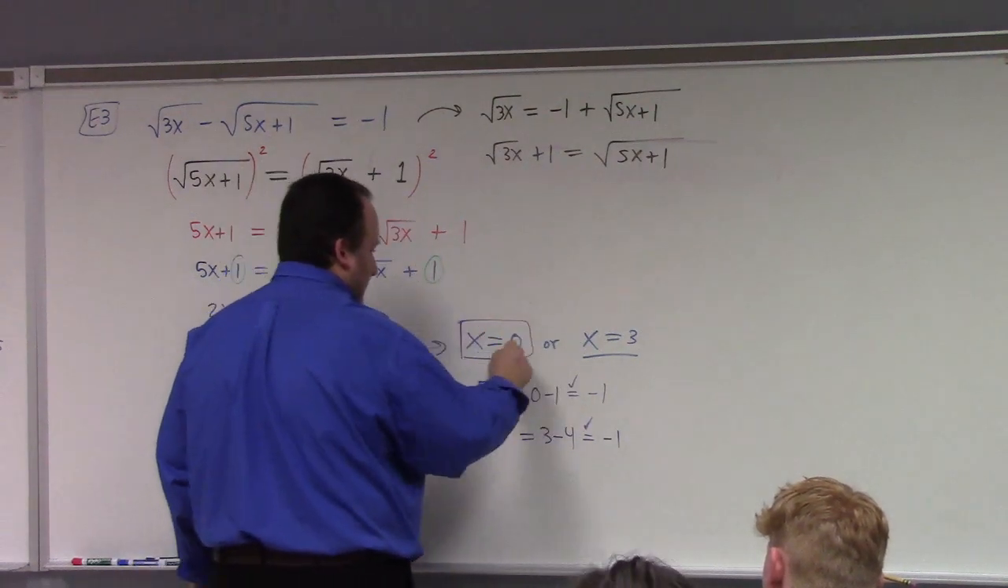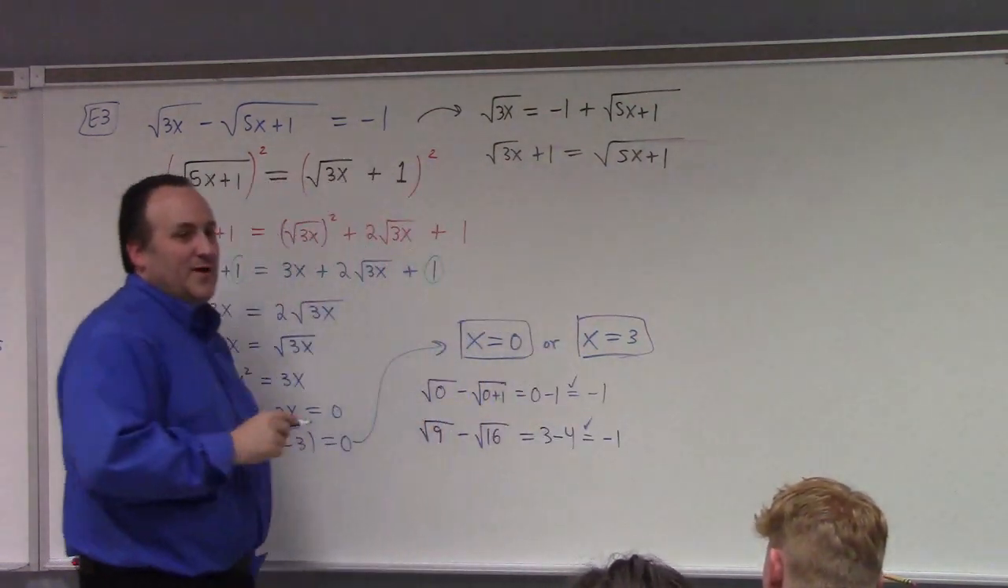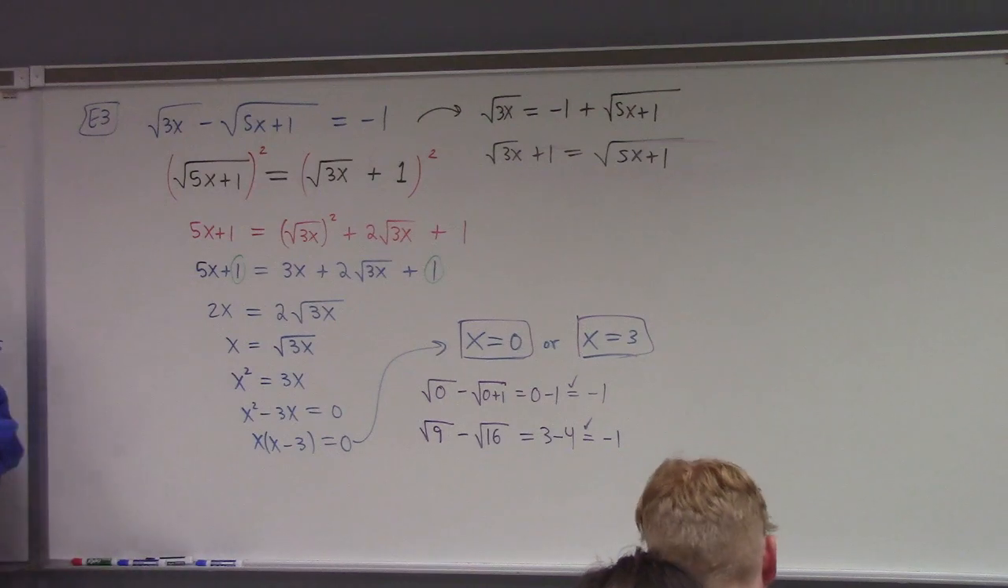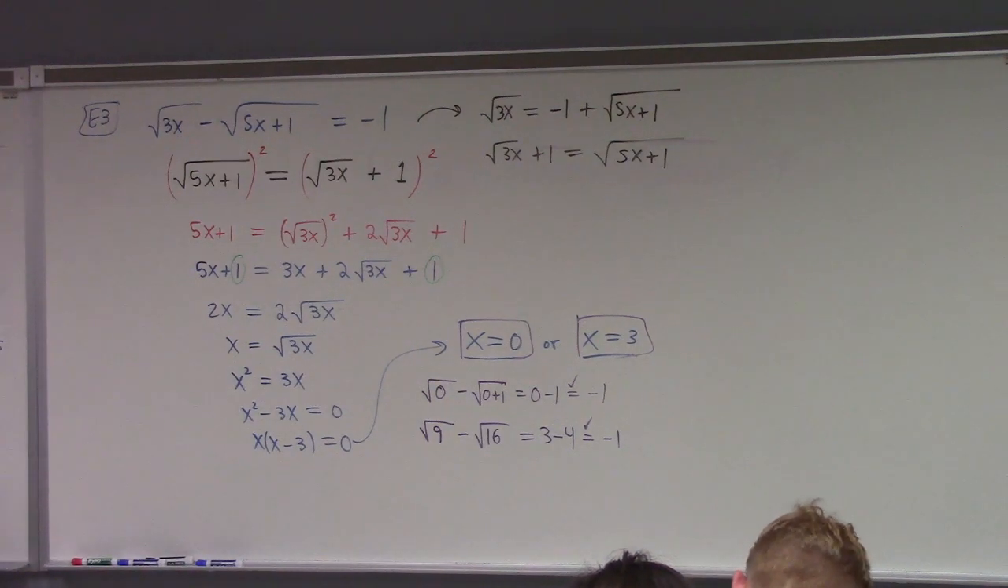Isn't that annoying? With these problems, it is sometimes the case that both of your potential solutions fail. It is sometimes the case that both of your potential solutions are actually honest-to-goodness solutions. It is sometimes the case that only one of them works. All of these things are possible. You just have to work it out and check. Any questions? Comments? Concerns?